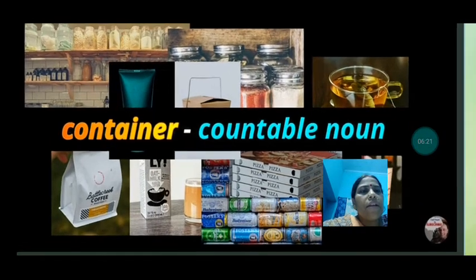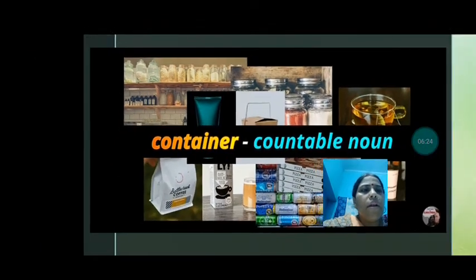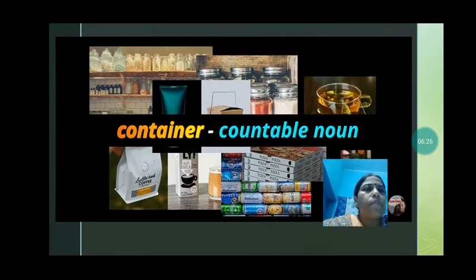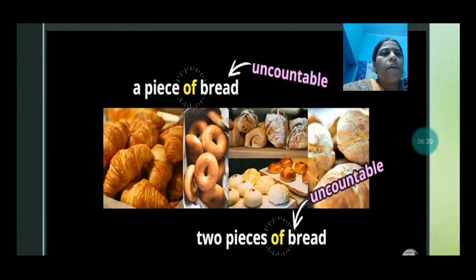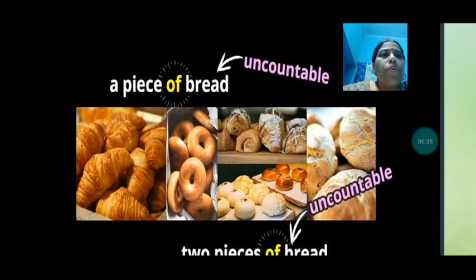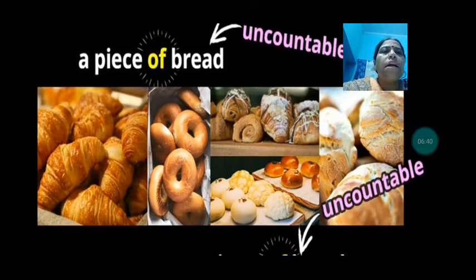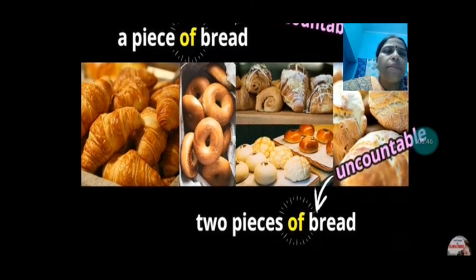You can see different containers. They are containing uncountable nouns in them. Like see, here we have used a piece of bread. Bread is also an uncountable noun. So we have used "of" with this, a piece of, to join. Now, a piece of bread. So here piece can be counted.